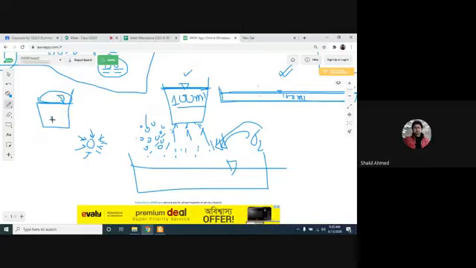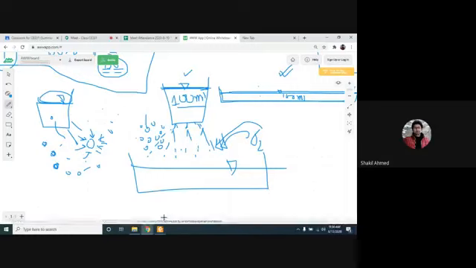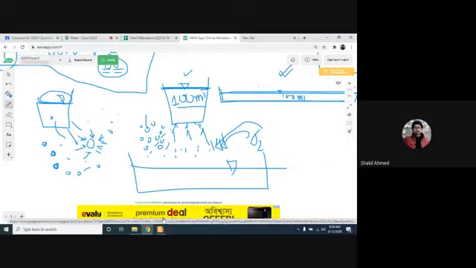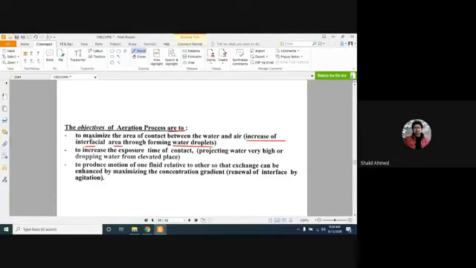But now, if you make them into billions of droplets, then much higher surface contact will be there between the water and air, right? Right, guys? Yes, sir. So that's what maximizing the area of contact between the water and air means.